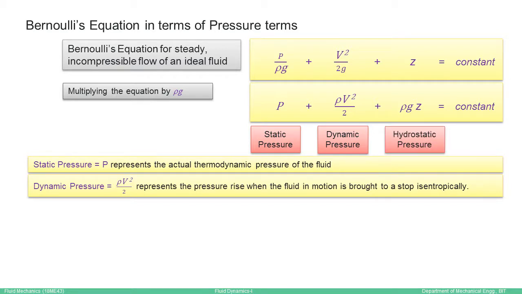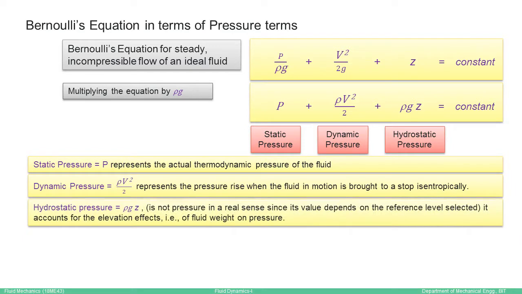And hydrostatic pressure, which you have come across already in hydrostatics, is not a pressure in the real sense, because as you go deeper and deeper, the pressure difference is directly proportional to the height or depth. This hydrostatic pressure is given by rho g into z, and it always depends on the reference line selected, and it accounts for all the height differences or elevation effects.